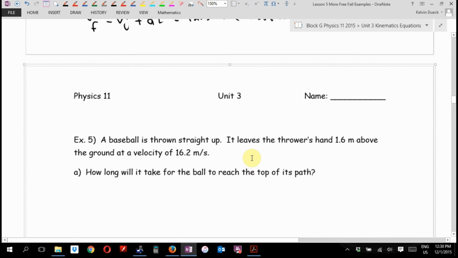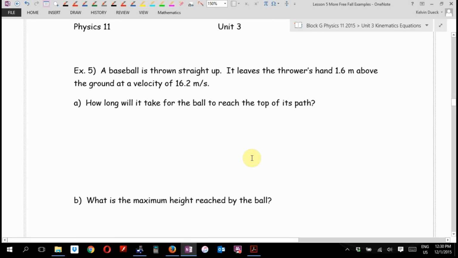So picking up where we left off from last day, what's example 5? What's part A, Jaden, asking me to find? What else do I know, my friend? What's VI? I don't think it's 0, and I don't think it's 1.6. That's what it left my hand at. That's when we started timing. That's my initial velocity. You okay with that, Jaden?